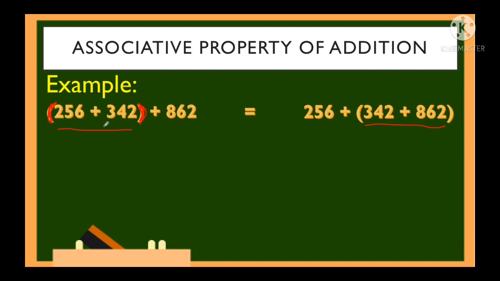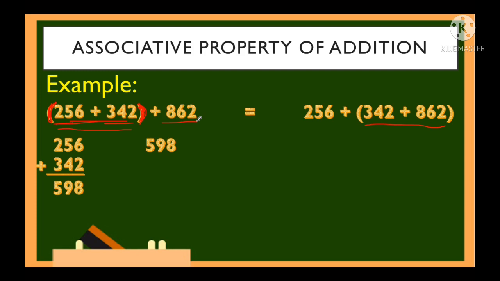Since they have the parenthesis, 256 will be added first to 342. So 256 plus 342. We will add them first. So what is 6 plus 2? 6 plus 2 is 8. Very good. 5 plus 4. 5 plus 4 is 9. And then 2 plus 3. 5. Good job. And then, after adding these two numbers with the parentheses, we will add the third number outside the parentheses.